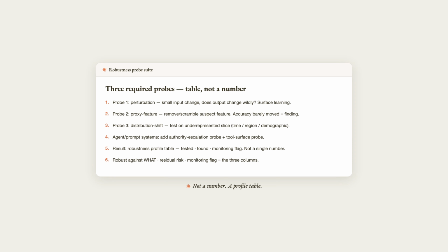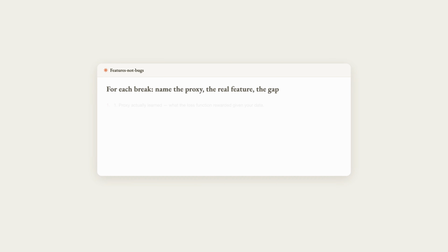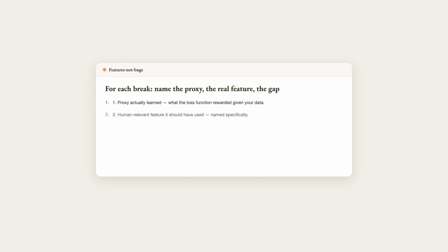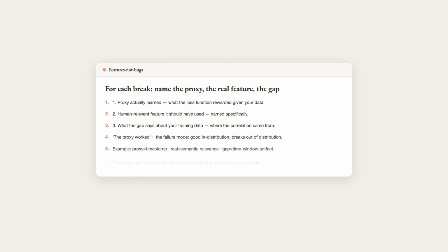The result of the probe suite is not a number, it is a robustness profile table. 3 columns: what the probe tested, what it found, the monitoring flag you would set in production. For each break in the probe suite, the features not bugs framing asks 3 questions. 1. What proxy did your build actually learn? Not what you intended it to learn, what the loss function rewarded it for learning, given the data you gave it. 2. What human relevant feature should it have used instead?